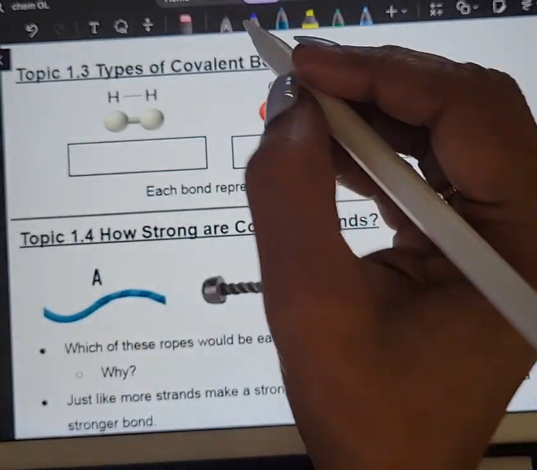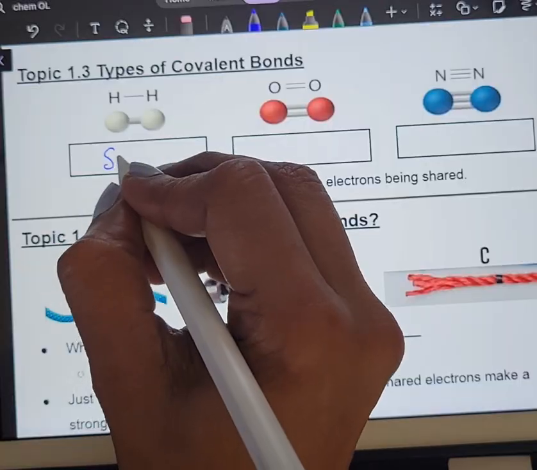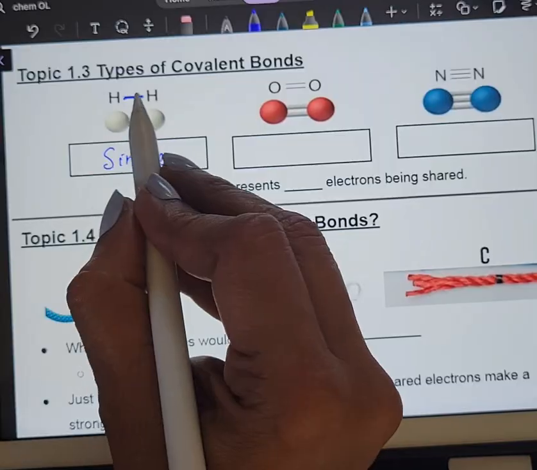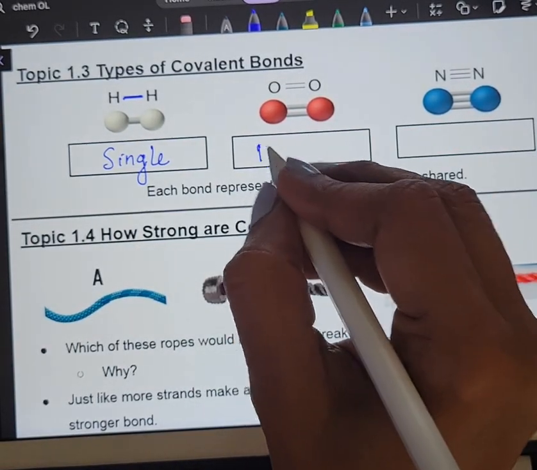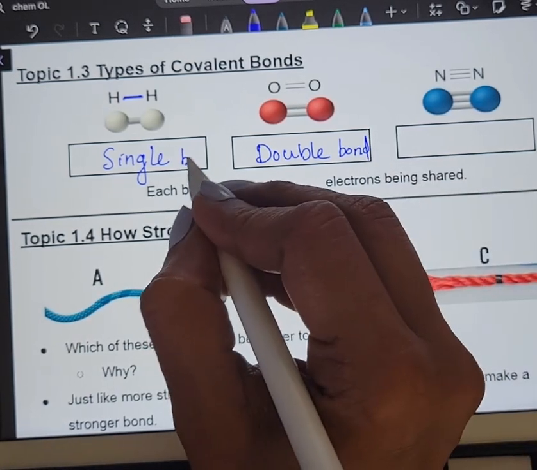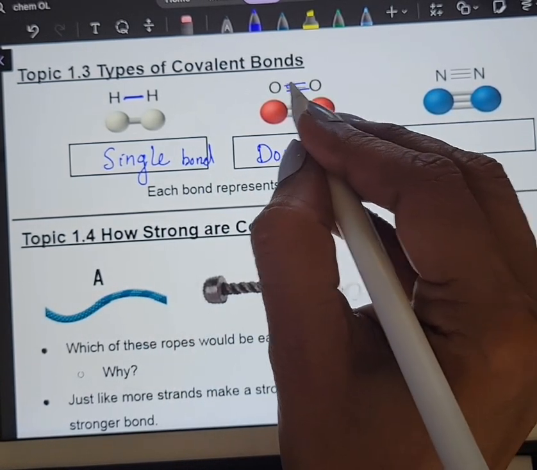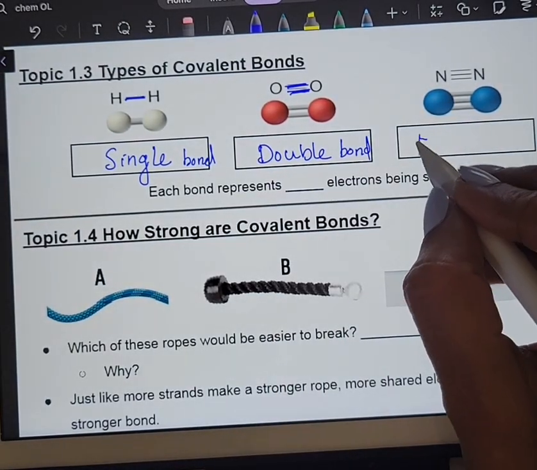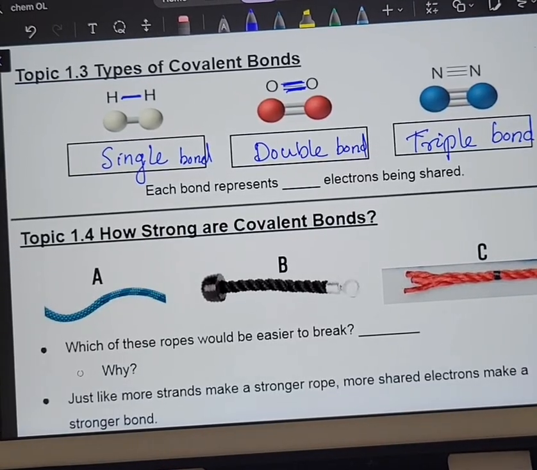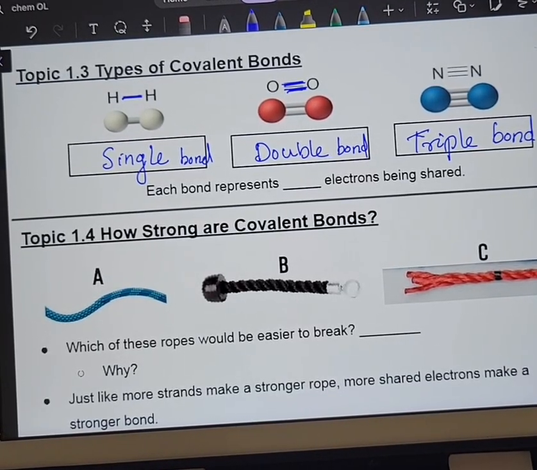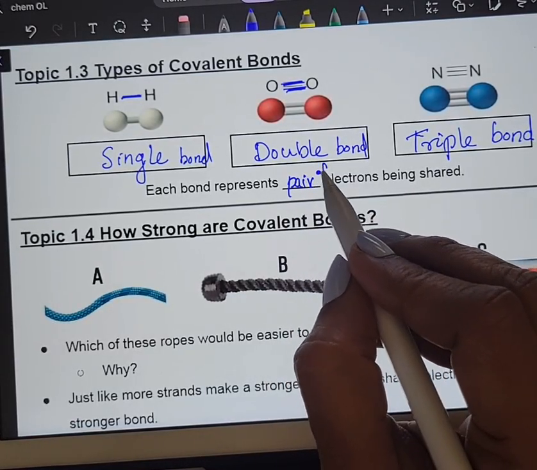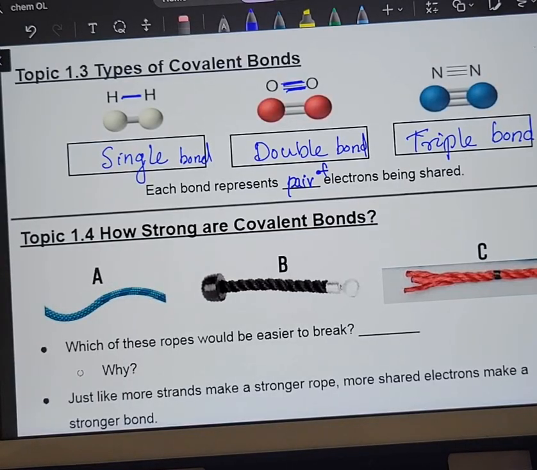If they are sharing one pair, that is called a single bond. We will draw one line to show that. If they are sharing two pairs, that is called a double bond. It is drawing two lines. And if they are sharing three pairs, which is called what? Triple bond. Three lines. So the bond represents the pair of electrons or number of electrons being shared.